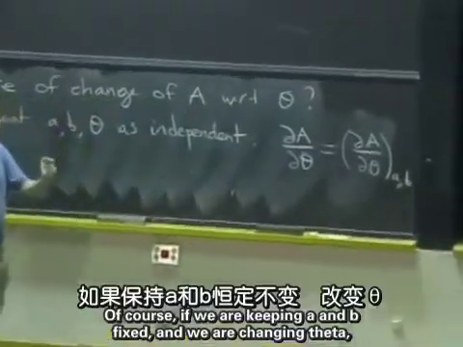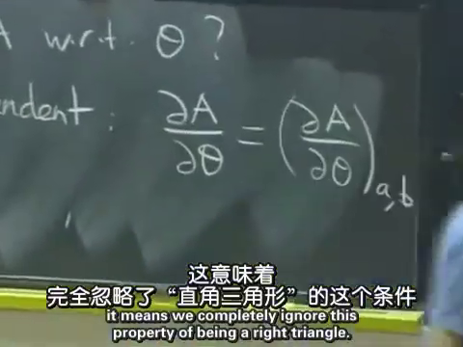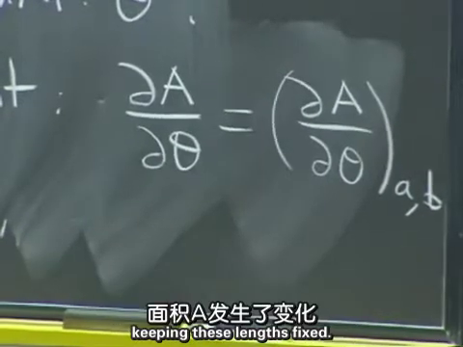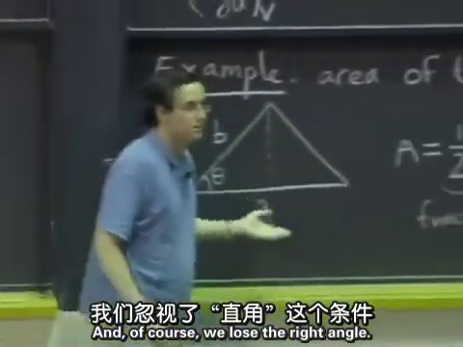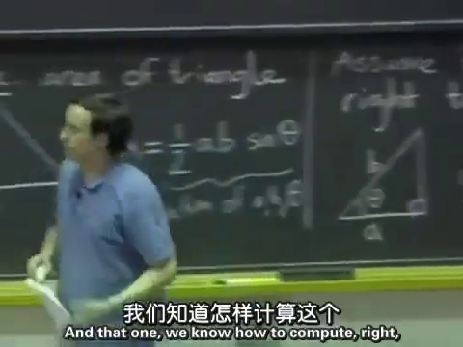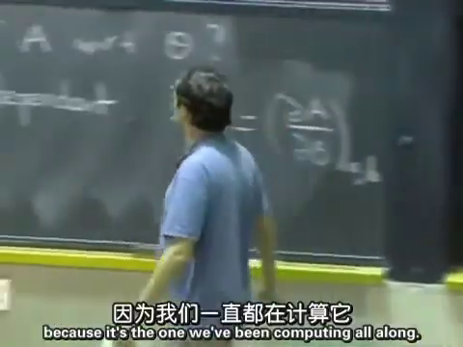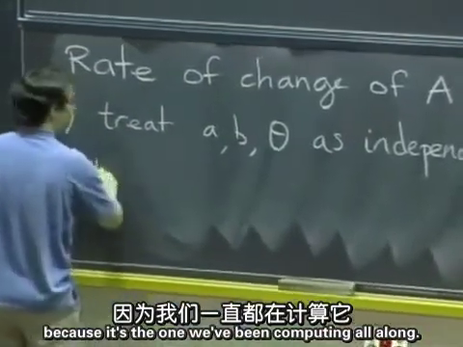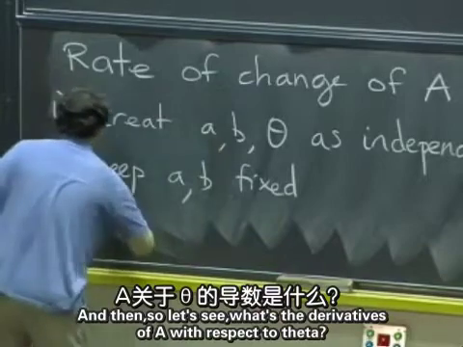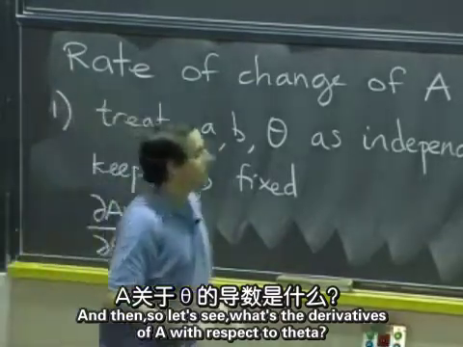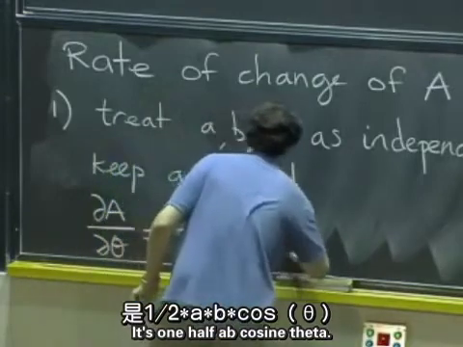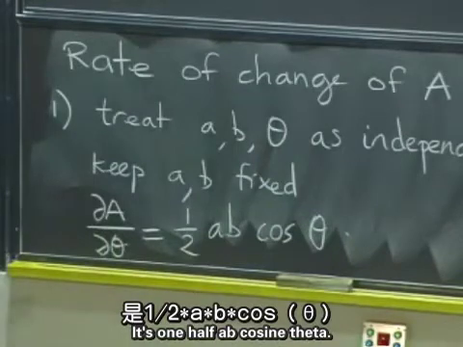Of course, if we are keeping a and b fixed and we are changing theta, it means we completely ignore this property of being a right triangle. In fact, it corresponds to changing the area by changing the angle, keeping this length fixed, and of course we lose the right angle. When we rotate this side here, the angle doesn't stay a right angle. And that's when we know how to compute, because it's the one we've been computing all along. So we keep a and b fixed, and then, what's the derivative of A with respect to theta? I guess it's 1/2 ab cosine theta. That one we know.